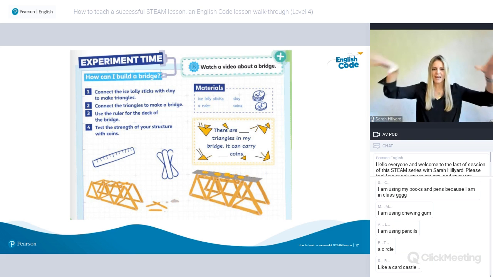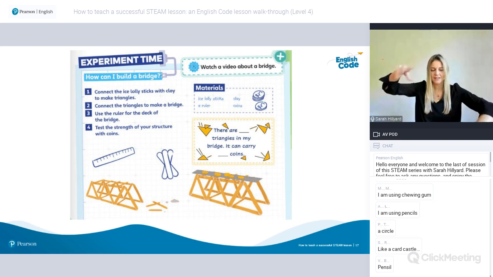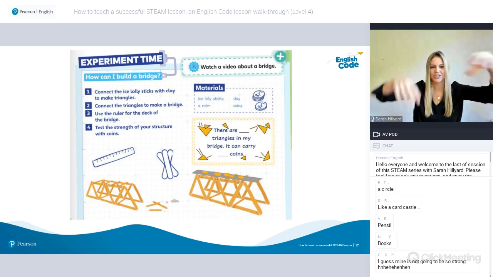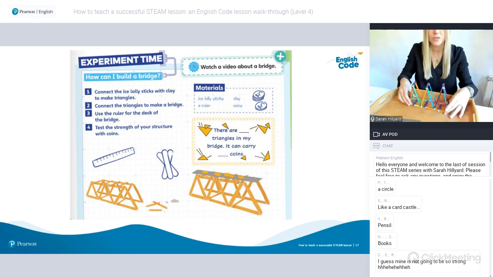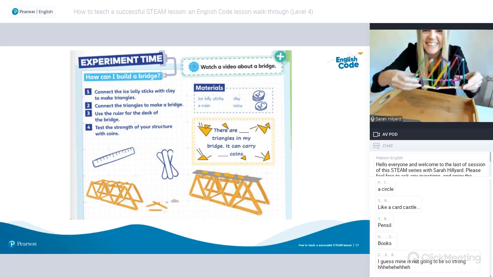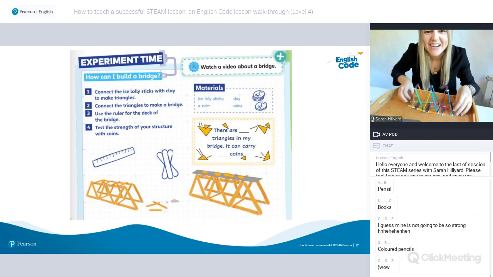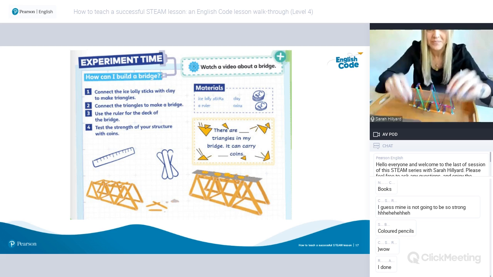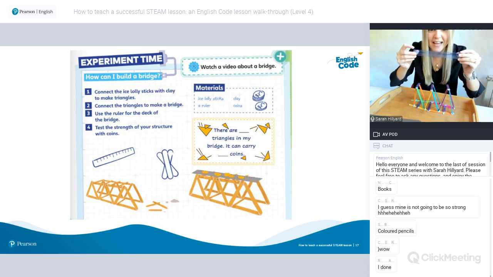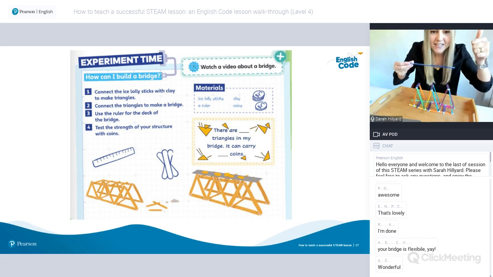And I'm going to do magic now. Abracadabra. And here's my bridge. Ha, I was fast, wasn't I? Of course I had that ready. I've got my bridge ready there with my ice lolly sticks, my clay. I've got my ruler. Good, Rasha, you're done. Who else is done?